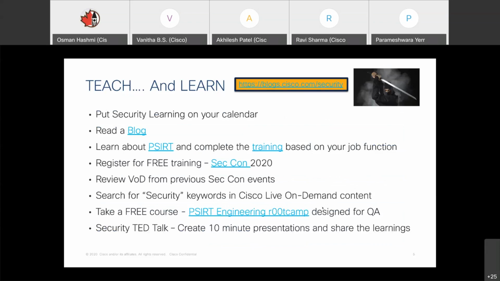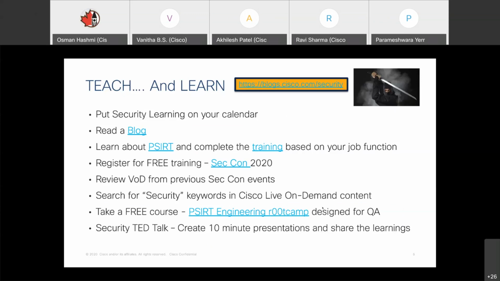So overall, these are some of the key themes that I wanted to talk about. I've put everything on the same slide, but it's not a sum of everything, it's a mix of everything. So security learning on your calendar means be aware of security. Every week, allocate some time for security learning. You read the blogs, and when you get the slides, you click it and it's going to hyperlink you to the security blogs in Cisco.